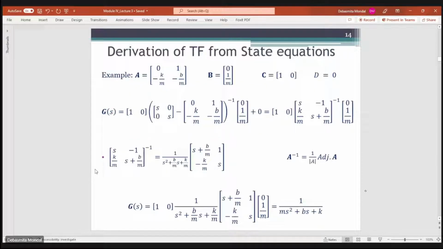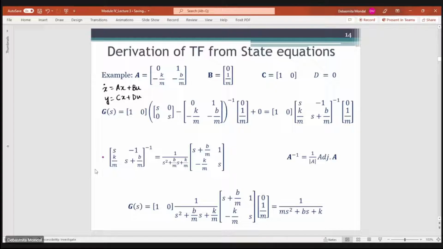Okay, so now let's take an example. Let's say you have been given a system, so the state equations of the system are given. The state equation given is x dot equals Ax plus Bu, and y equals Cx plus Du, and the values of A, B, C and D are given. What you need to do is find the transfer function of the corresponding system.